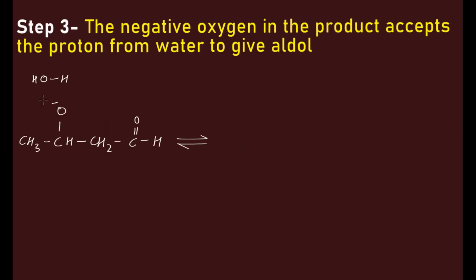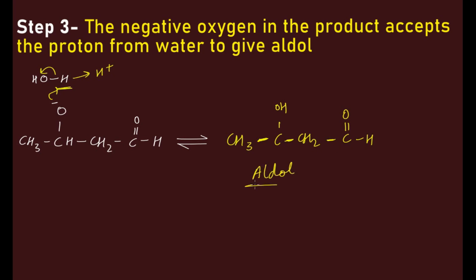From where are we going to get our H plus ion? From the water molecule. The negative ion will attack the hydrogen, and electrons will move towards the oxygen, giving OH minus back. So the final product will be CH3, C, OH, CH2, C double bond O, H. This will be your final product, single bond. This is your aldol. We have already written the name previously, and you will get back your OH minus.